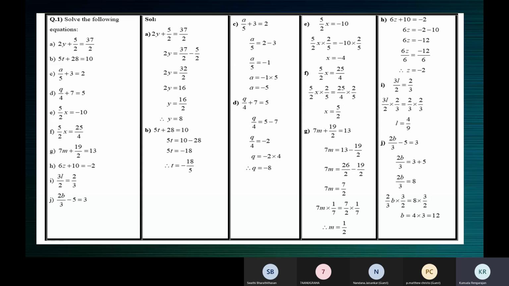Okay, fine, let's continue. So solve the following equations. You can see about 10 equations there, which we have solved by transposing. All right, let me do one or two for you. The first one: 2y plus 5 by 2 is equal to 37 by 2. All of you first take a picture. Took, ma'am.